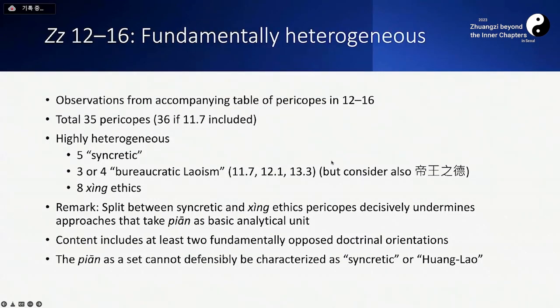Okay, now in the table I distributed, and I'm sorry if that looks really, really complicated, I know it is. What I've done is just tried to identify pericopes stretching from the last section of Piān 11 through to 16 and give them a very inadequate, brief characterization of some of the major themes that we find in them using the labels that I just introduced.